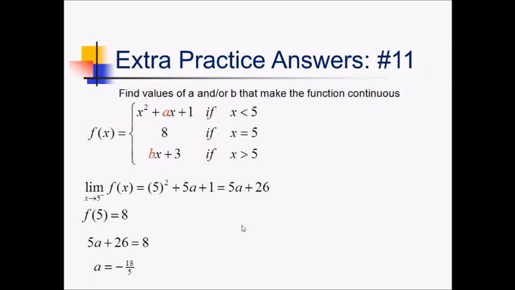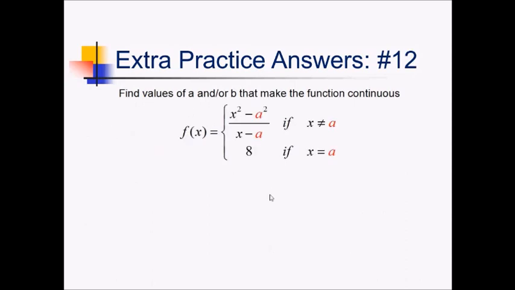Now we also know that this has to equal the right side limit. So let's take our right side limit when we plug 5 into this rule. That's going to be 5b plus 3, and that also has to equal the function value, 8. If it equals the function value, by extension, it will also equal the left side limit that we just found. So 5b plus 3 equals 8. Subtract the 3, that's 5. Divide by 5, and we've got b equals 1. So there we have it. A b value of 1 and an a value of negative 18 over 5 makes this continuous.